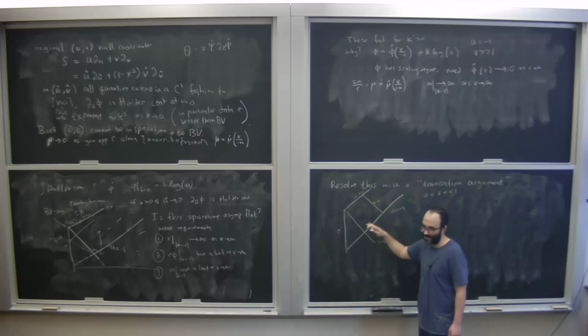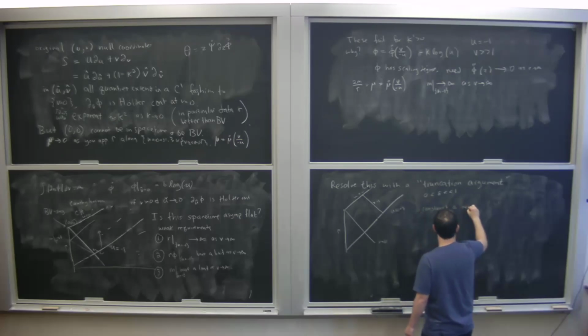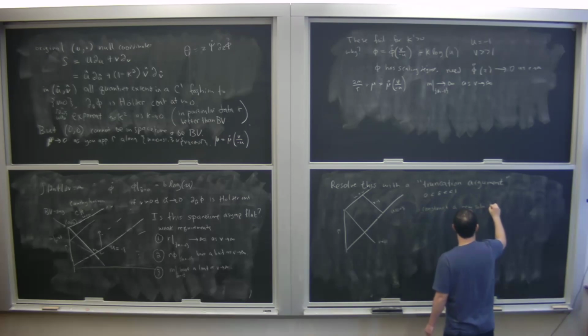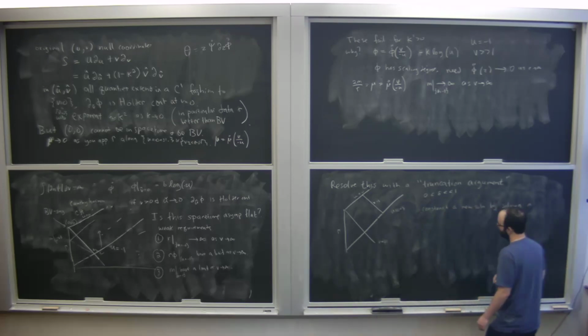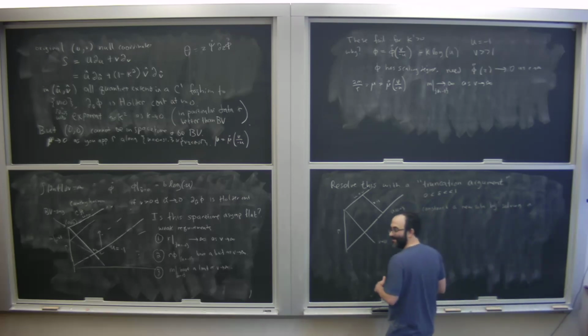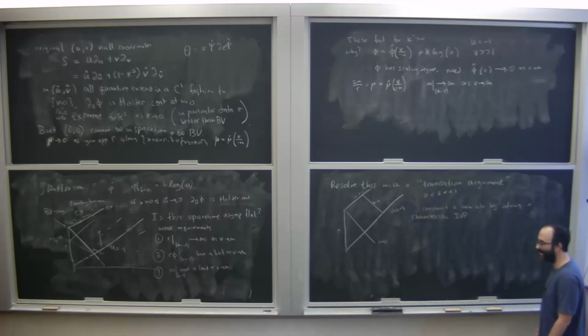So here's v equals 0, v is negative here, here's v equals 1. And then what I'm going to do is construct a new solution by solving what's called a characteristic initial value problem, which is one of the things that we haven't discussed yet. Let me tell you how that works for the Einstein scalar field system.